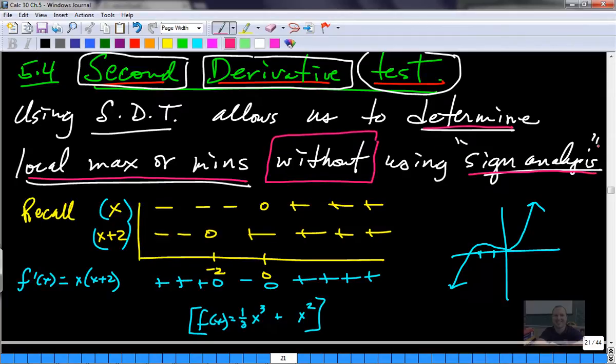So if you recall, sign analysis is where we take the factors of a function. In this case, what we used to do to find max and min was take the factors of the derivative. So here's the derivative down here. The factors are x and x plus 2. In sign analysis, you list the factors on the side here, and then you make a little elongated L. For each factor, you place a 0 on the number line, which would be this bottom line.